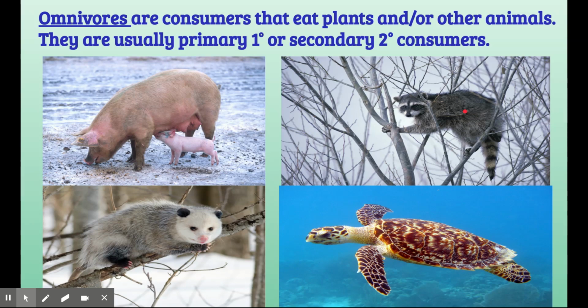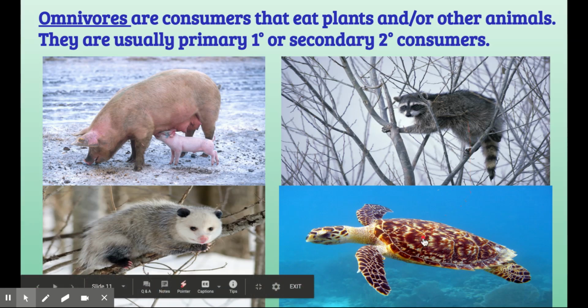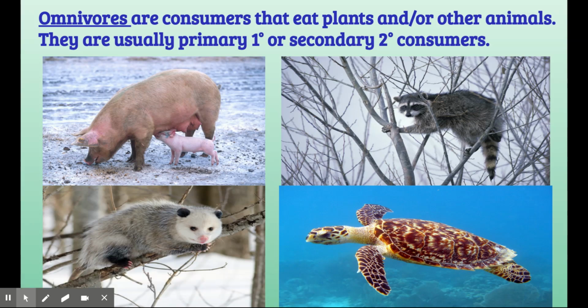We saw the picture of the raccoon in the pond ecosystem that we've been looking at. And raccoons will eat fish, they'll eat bugs, they'll eat all kinds of plant matter, all kinds of producers. And then turtles. Some turtles are omnivores, some turtles are herbivores. So it just kind of depends on what they eat, right?